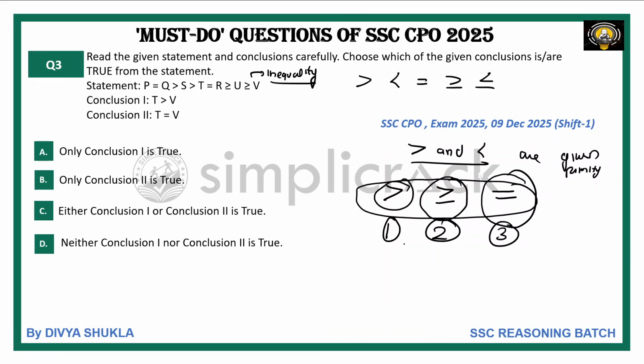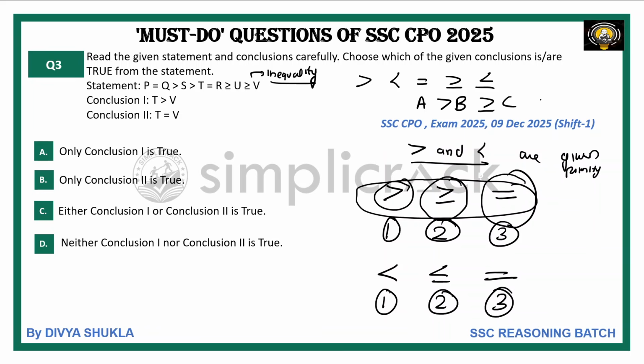Similarly, if you are seeing less than equal and equal sign, this is given the first priority, this is given the second priority, and this is given the third priority. These are only possible whenever these symbols are given to you in a straight line. Now I am saying that I have a greater than b and b is greater than equal to c. Tell me the relation between a and c.